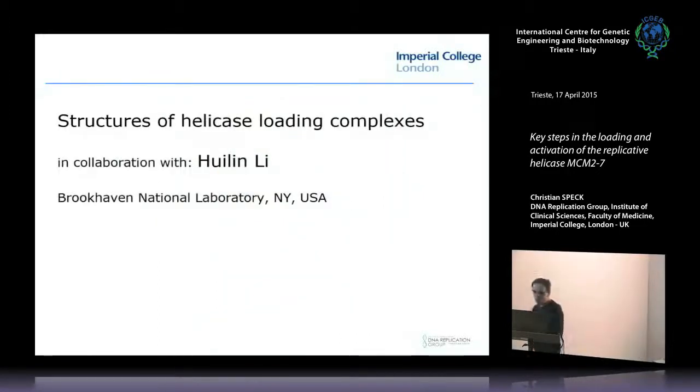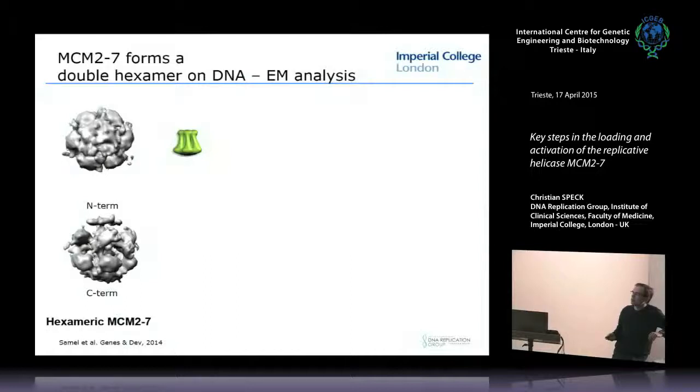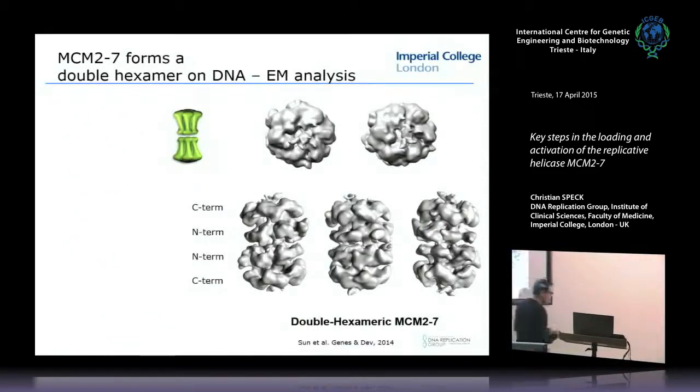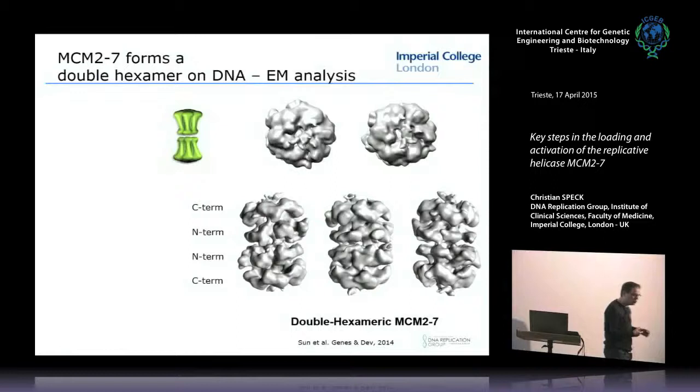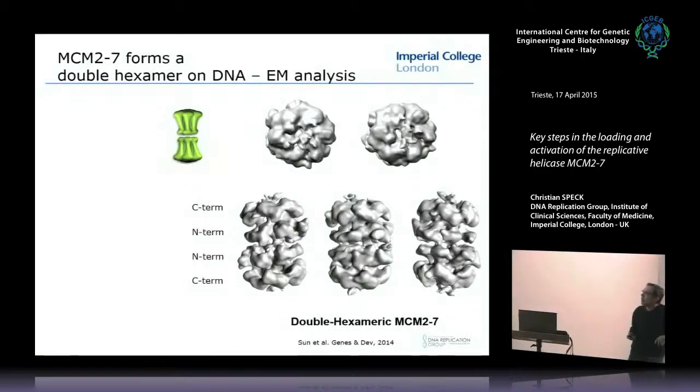So now we come to some structures and more electron microscopy structures. This slide is here to remind me that all of this electron microscopy is done with Sui-Ling Lee, who is in Brookhaven, New York, and has been a fantastic collaboration. We looked at single hexamers, where you can make out a single subunit of the MCM here and another one there. And we looked at the double hexamers, which are 1.2 million Dalton beasts. I'll be talking a bit more about the double hexamer because there are a number of interesting observations.